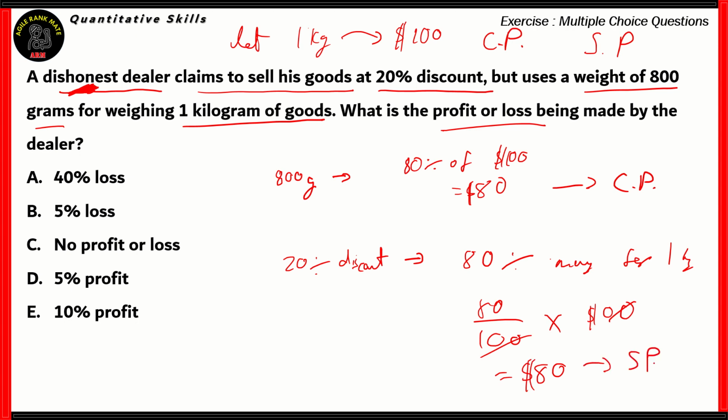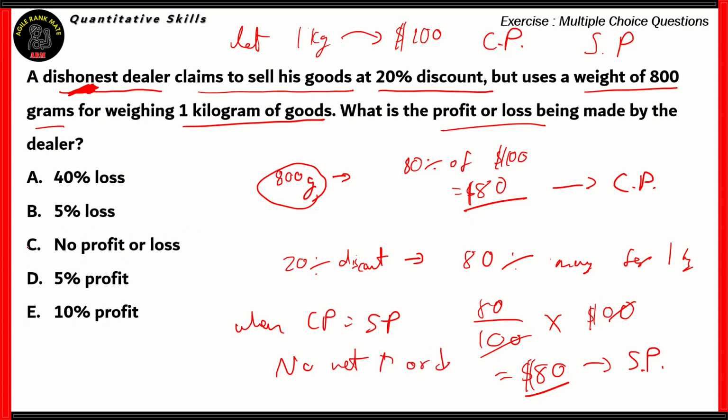So now the selling price that the consumer gets from him is, the consumer gives him $80 for 800 grams of goods. However, they don't know that it's 800 grams. They think of it as 1 kilogram, and they think that they've got a 20% discount. So as you can see, for 800 grams of goods that the dealer sells dishonestly, he buys it at $80, and he also sells it at $80, claiming that there is a 20% discount for 1 kilogram. So you can see that the cost price is equal to the selling price. So when CP is equal to SP, then there is no net profit or loss. So therefore, option C, no profit or loss, is the right answer.